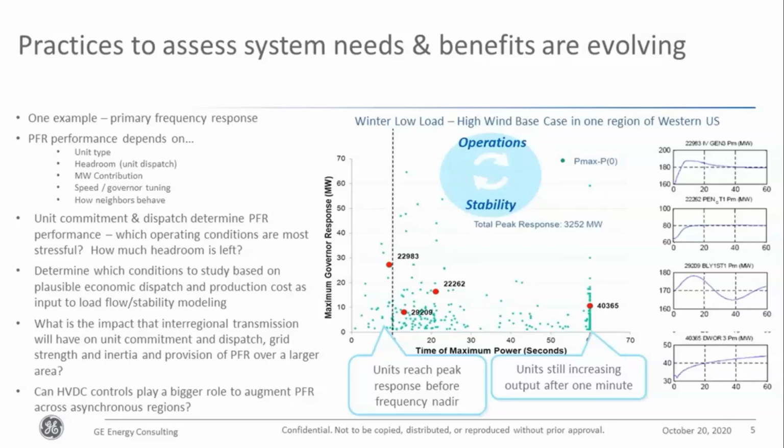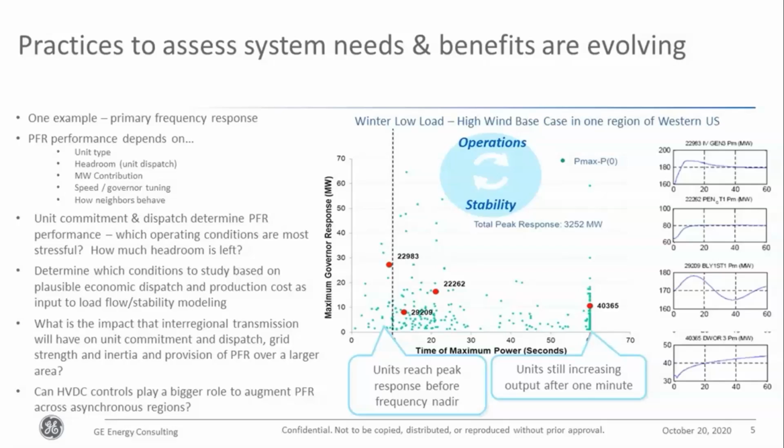Unit commitment and dispatch really will determine the primary frequency response. But as more wind and solar come online and as things are ramping around, how much total response is available and how much headroom is left? That becomes a much more complex question, and certainly an important question to determine overall what are the pinch points in the system. How do we provide frequency response under all operating conditions, especially the most challenging?